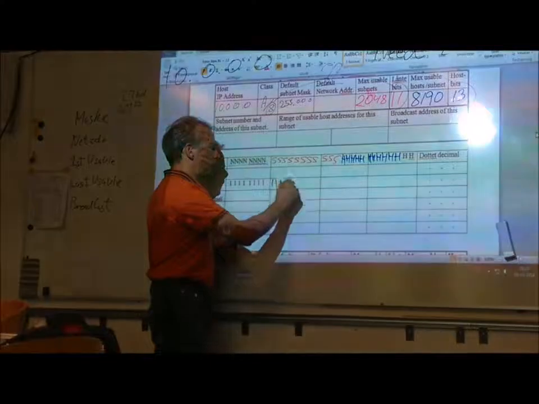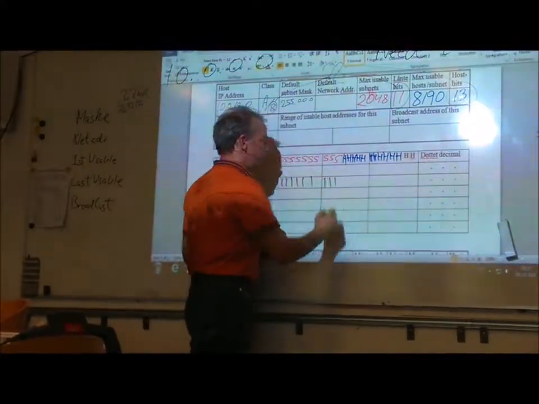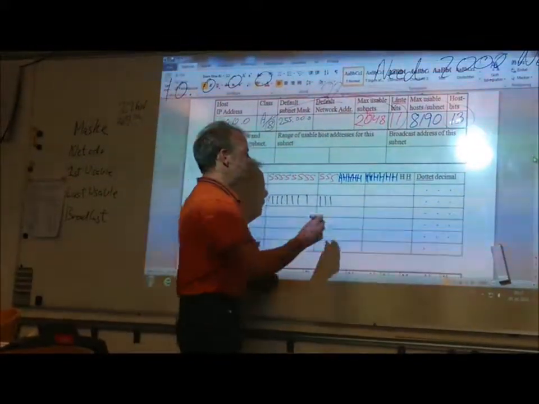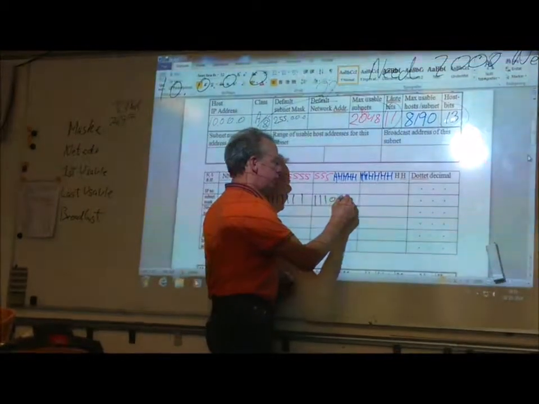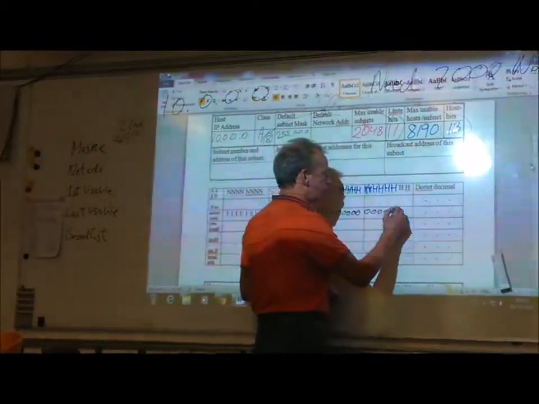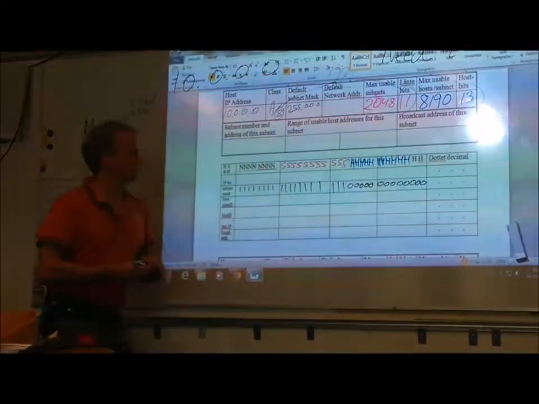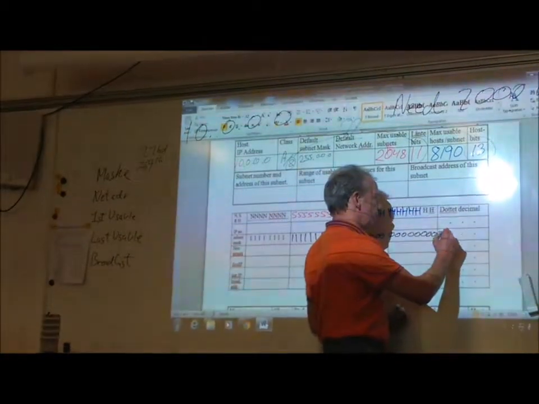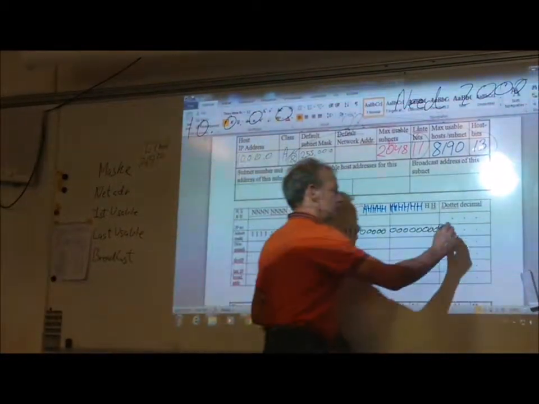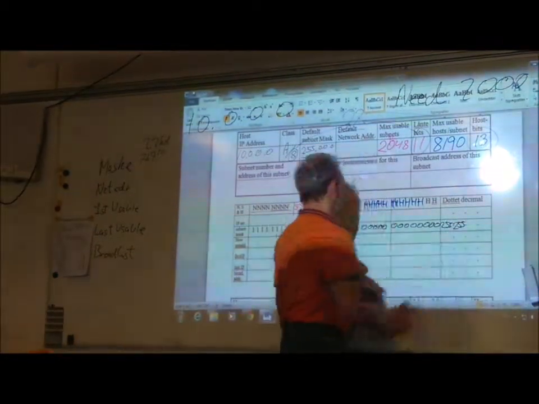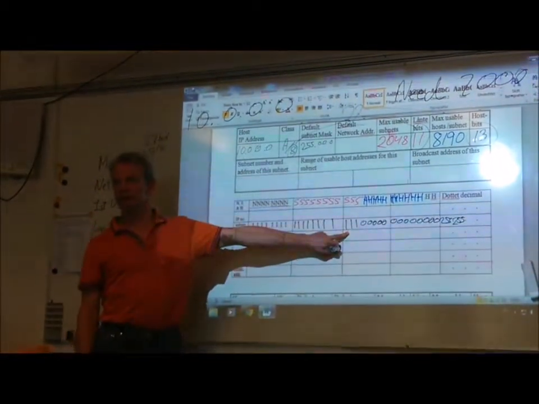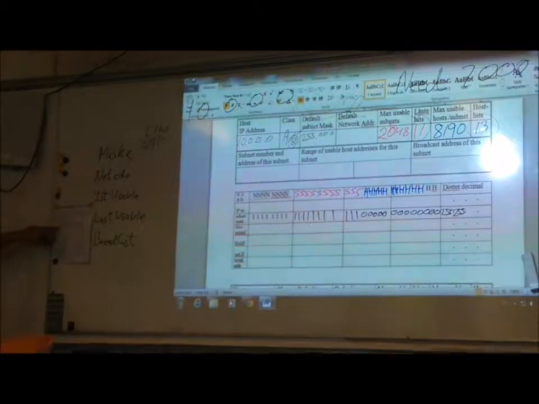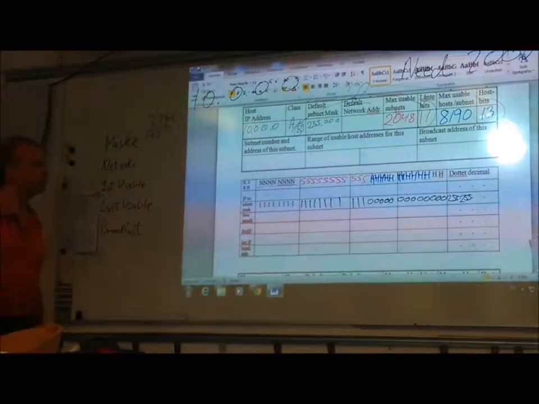1, 2, 3, 4, 5, 6, 7, 8. 1, 2, 3. Host bits are not network bits. So host bits need to be 0 in the mask. 1, 2, 3, 4, 5. 1, 2, 3, 4, 5, 6, 7, 8. Take those numbers and write them in decimal. 8 ones is easy, 255. 8 bits is easy, 255. 3 bits. Easy if you can do it, 224. If you cannot, go to your mask table. Find where you have 3 ones and 5 zeros, 224.